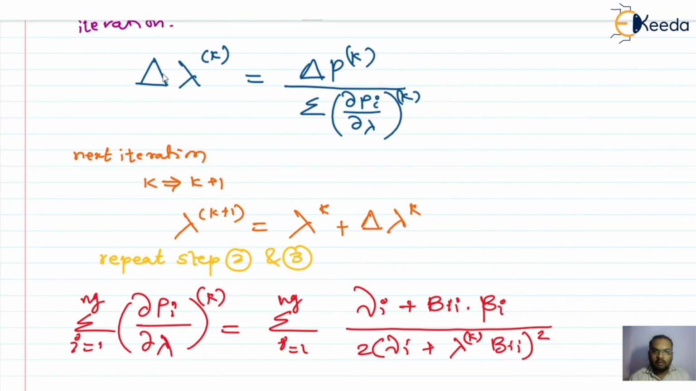You can use this to calculate the change in lambda. Once we get the change in lambda, modify the value of lambda, again go for step number 2, step number 3, step number 4. This way you can continue and you will get the optimum generation scheduling. Okay, thank you very much.